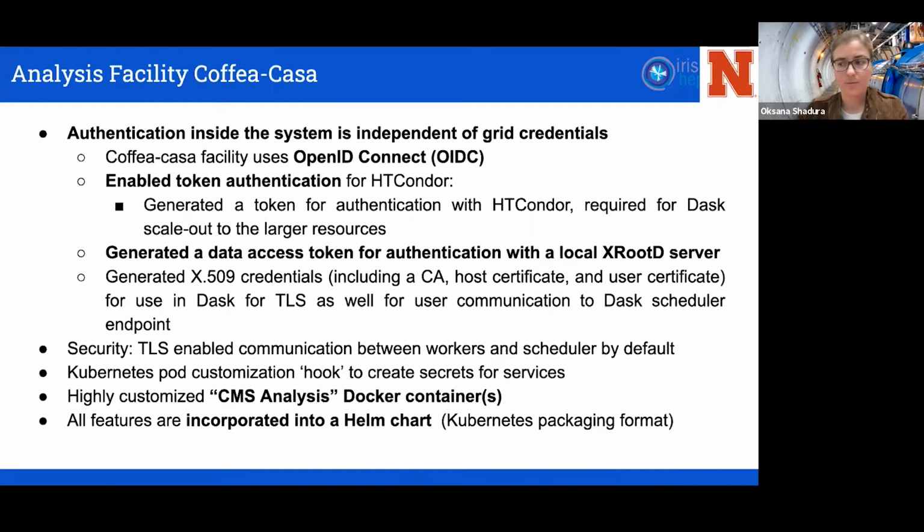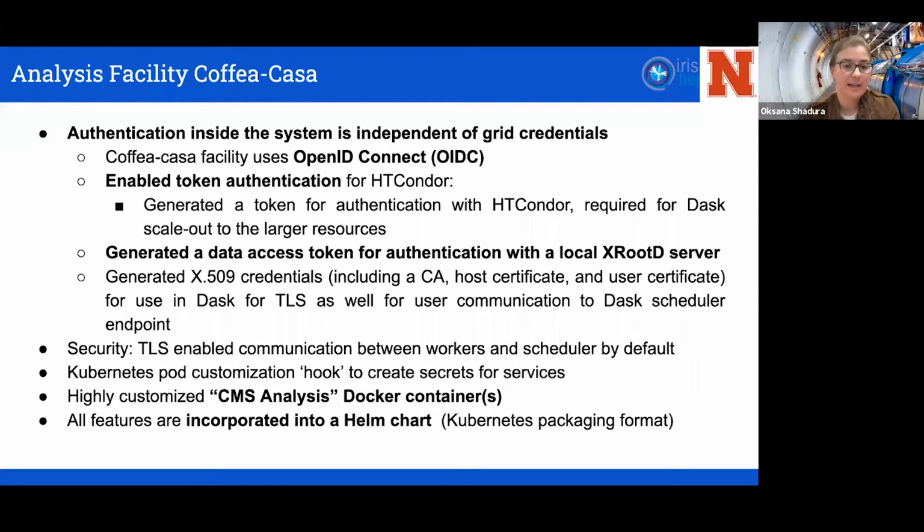Interesting points of what we developed: we have authentication inside the system that is independent of grid credentials. We just use OIDC for the connection, and we also enable token authentication for Condor. We generate tokens when the user starts their notebook, and it's done through the pod customization hook.